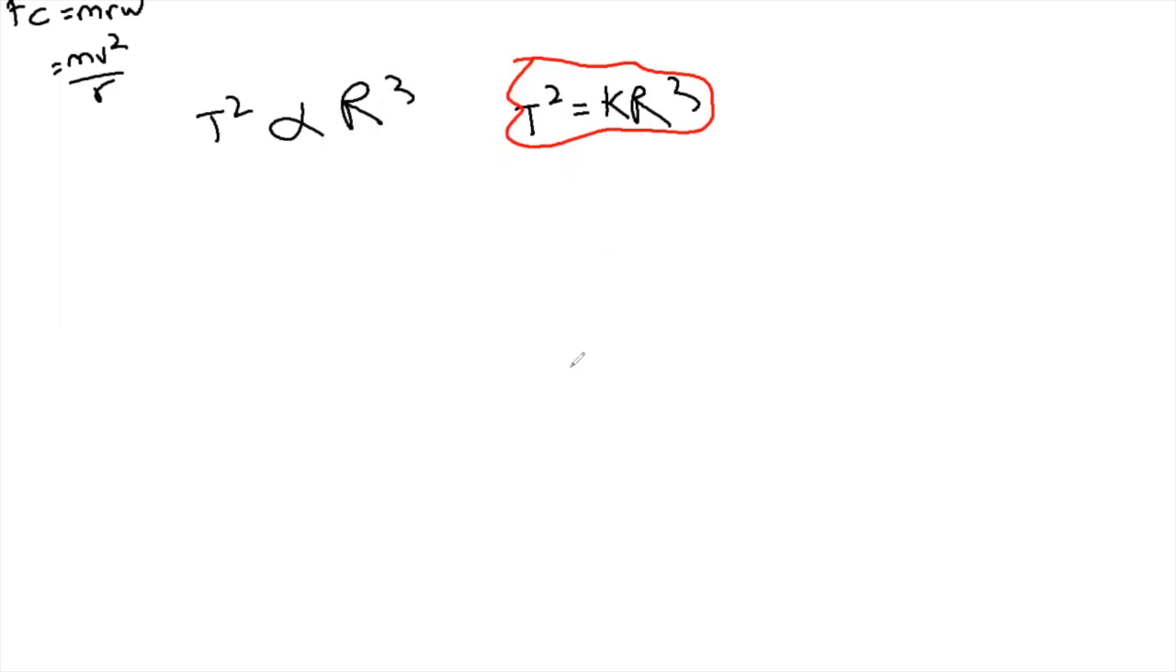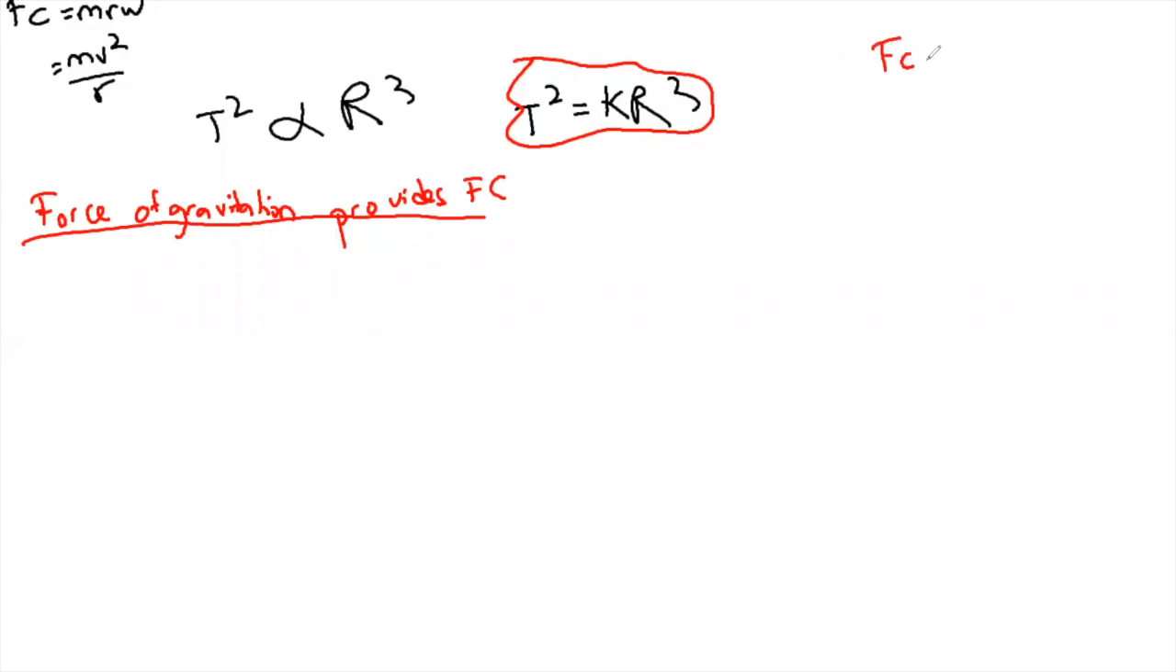Now, this statement that I wrote before, I'm going to write it again, okay? The statement was: force of gravitation provides Fc. And that's why we're going to be using Fc to derive this whole formula. All right, now pay attention. I'm going to be using Fc is equal to mv squared over r.